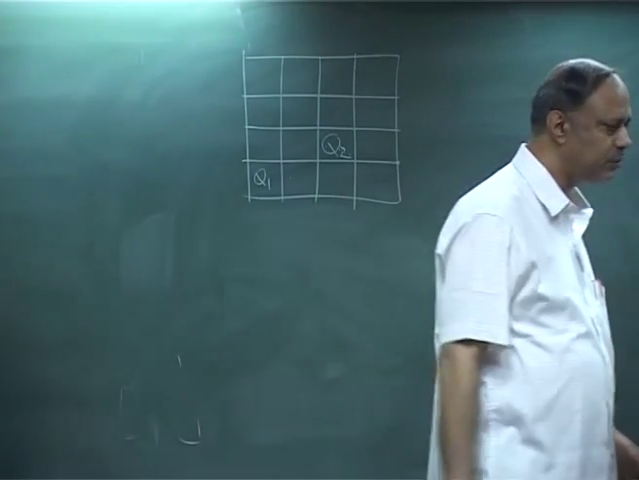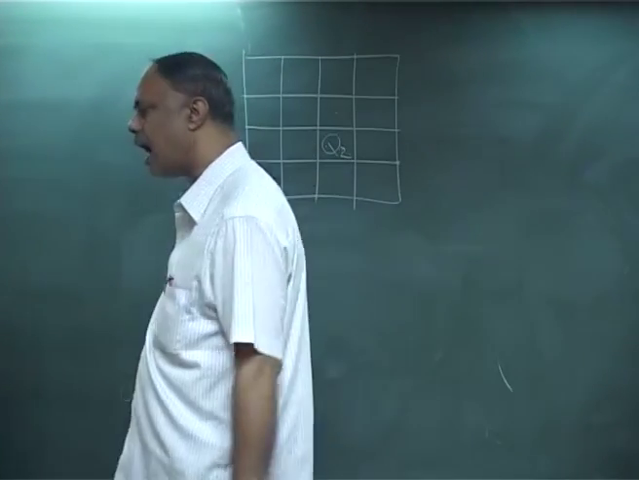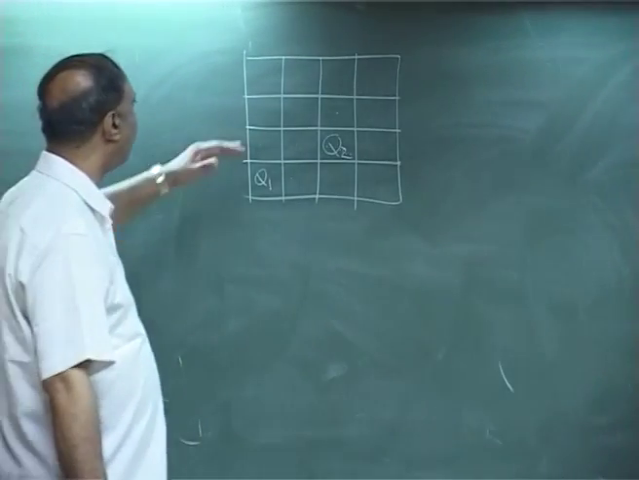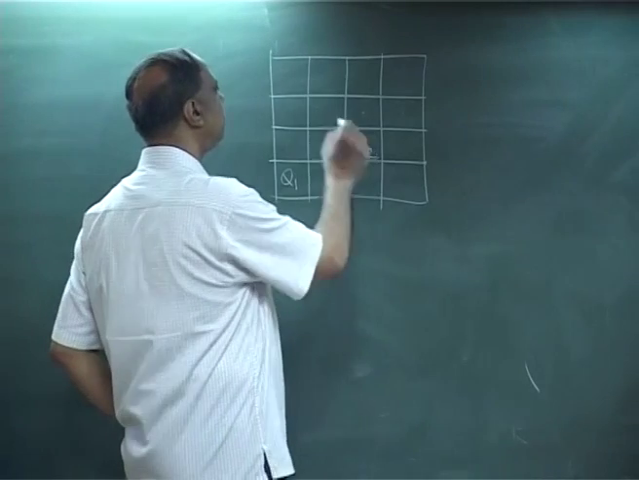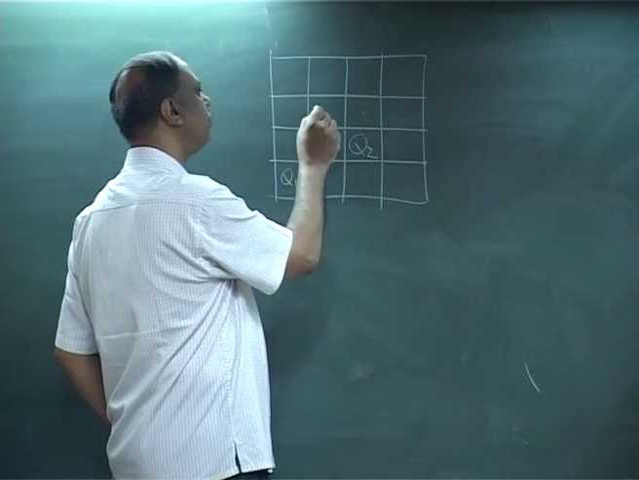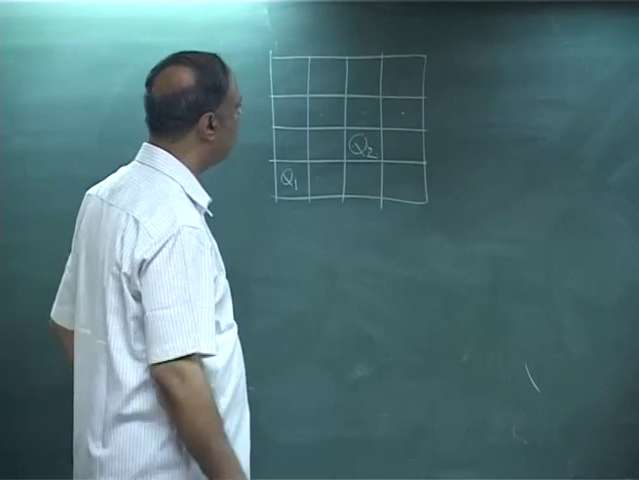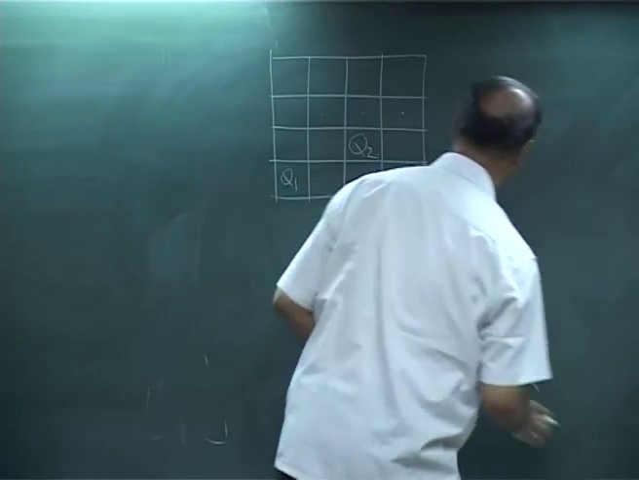With the assumption, to simplify, let us assume that Qi is placed in the ith row. So Q3 should be placed here. Now once I know that the Q3 position cannot be any of these, what shall I do? I backtrack. Now I try to change the position of Q2.